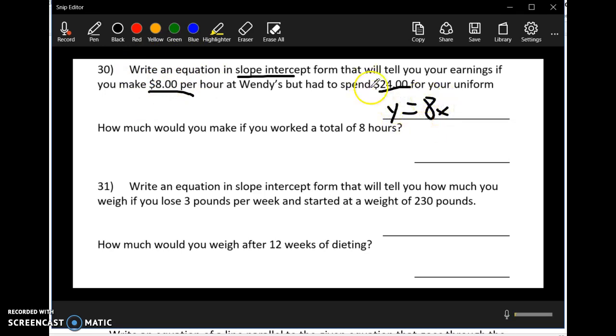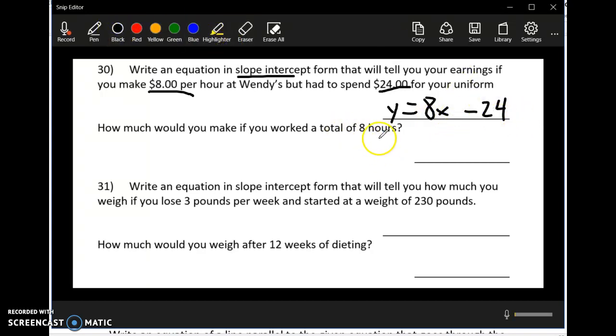Now if I spend money, I'm not gaining it, so I'm not going to say plus 24. Wendy's is not giving me $24 for my uniform. They're making me spend $24. So then this would be our answer. Now I really don't have to put 0, 0 because 0, 0 doesn't do anything. So that's how I would write it. I'd say 8x minus 24.